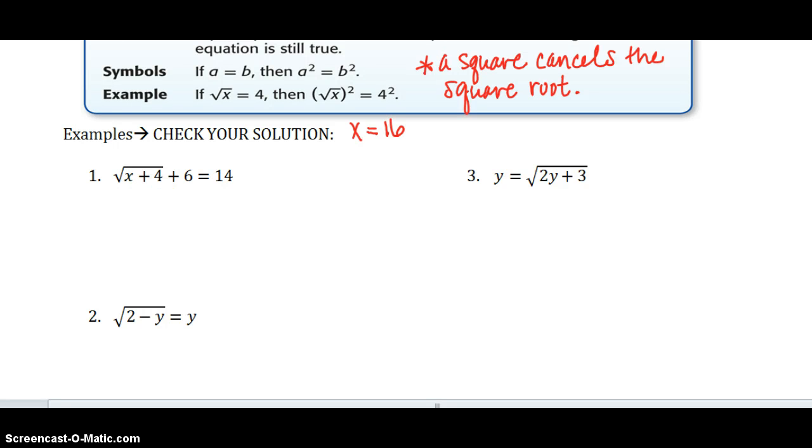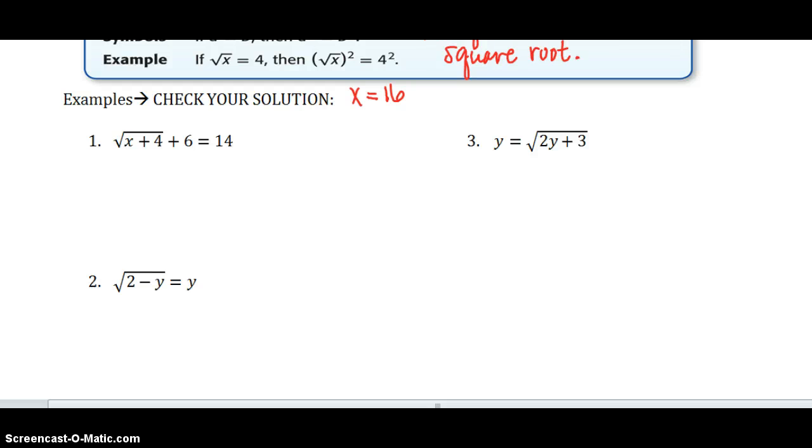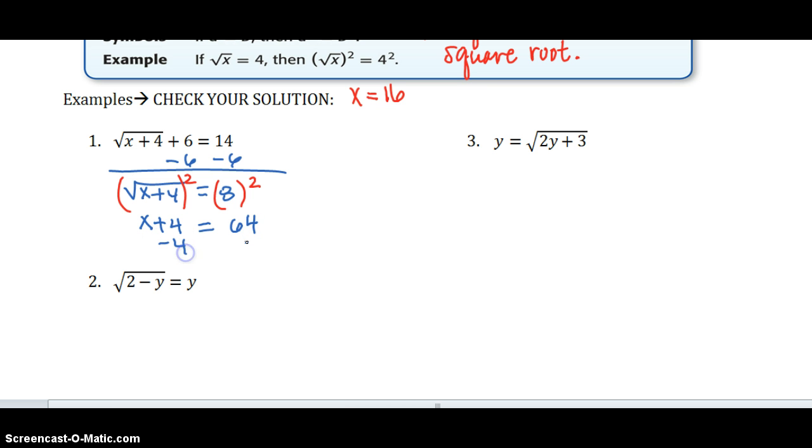The first thing I have to do is to isolate my square root. So I need to subtract 6 from both sides. Now I have the square root of x plus 4 equals 8. Now how do I undo the square root? I need to square both sides. Well, when I square both sides, I unsquare root it, and I end up with 64 on the right. So that's easy. We subtract 4 from both sides, and x equals 60.